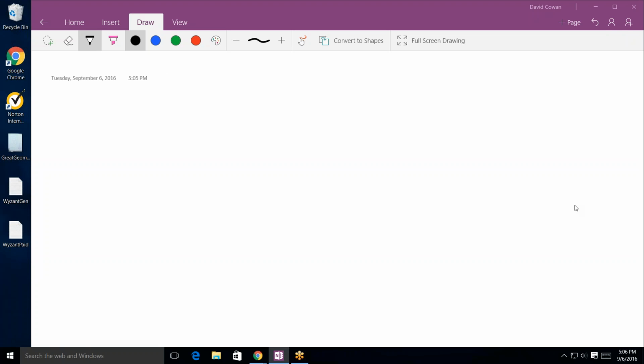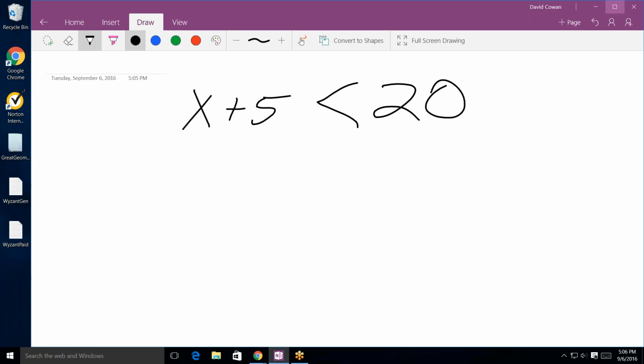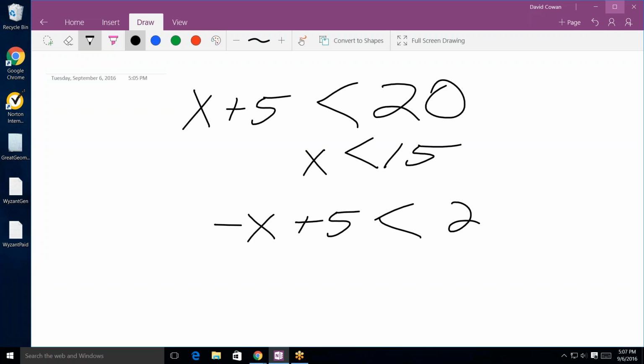Now with inequalities. Can you solve that one right there? x is less than 15. How about this one here? Negative x is less than 15.